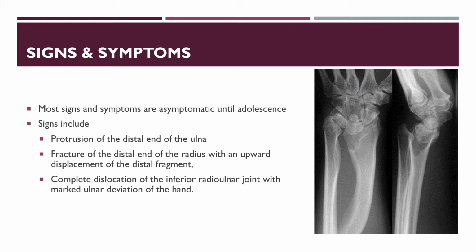Signs and symptoms, beginning with signs. Most signs and symptoms will be asymptomatic until adolescence, but protrusion of the distal end of the ulna, fracture of the distal end of the radius, and this will be shown with an upward displacement, and then a complete dislocation of the inferior radio-ulnar joint with marked ulnar deviation of the hand, which is photographed.